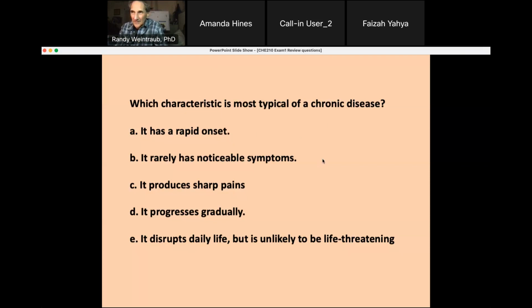Which characteristic is most typical of chronic disease? How many of these things did I just mention in this quick review? And so we have a number of these. So typical of a chronic disease as opposed to an acute disease. Chronic is a slow onset. It doesn't necessarily have noticeable symptoms. But one thing that is true about it is it's a gradual progression.